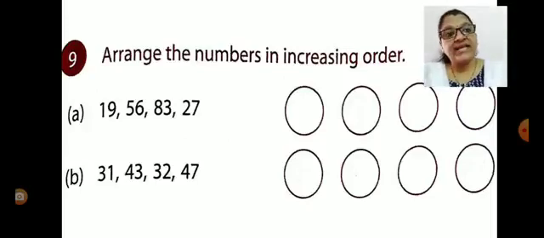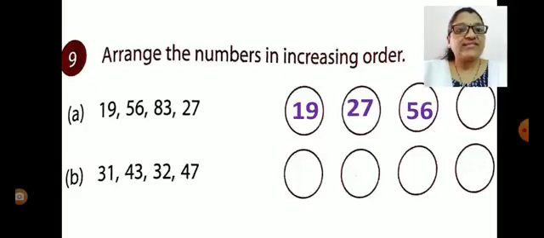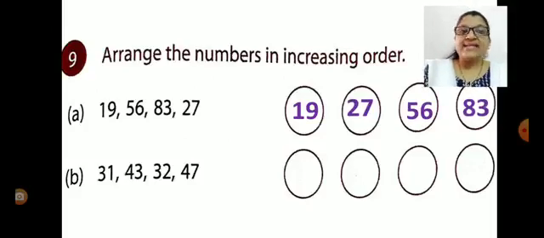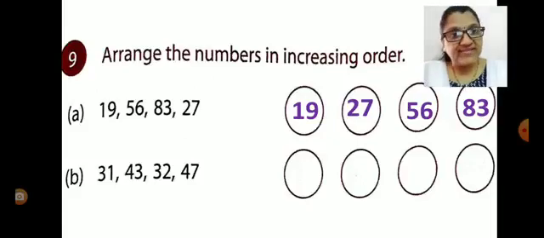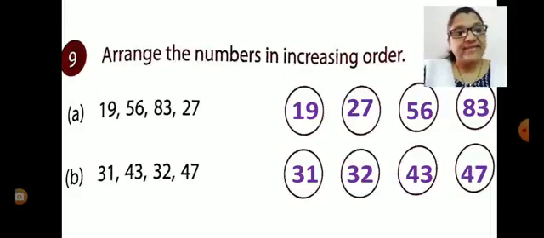Next, arrange the numbers in increasing order. In increasing order, we arrange numbers from smallest to biggest. So, in the first example, numbers are 19, 56, 83, 27. We will arrange it in increasing order as 19, 27, 56, 83. Next example, 31, 43, 32, 47. We will arrange it in increasing order as 31, 32, 43 and 47.